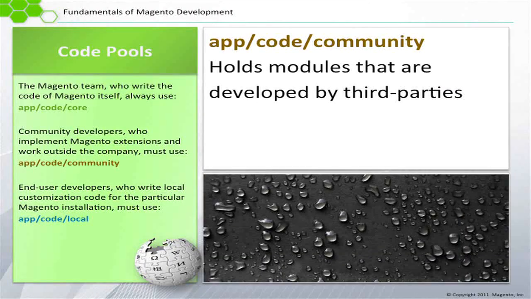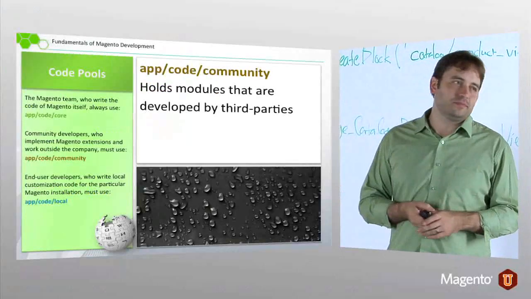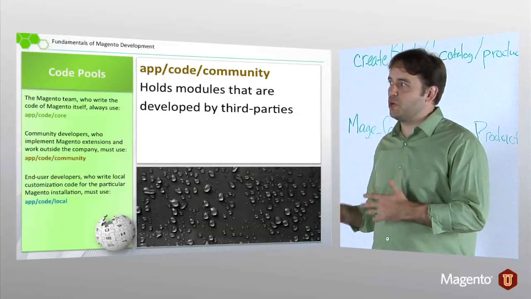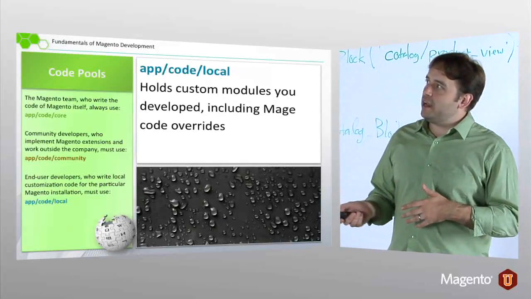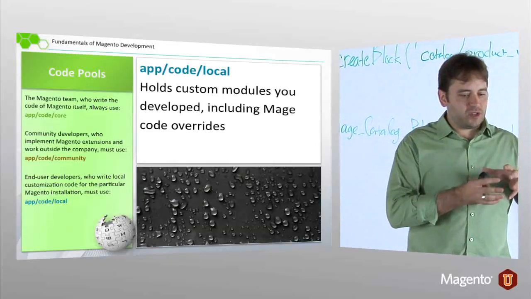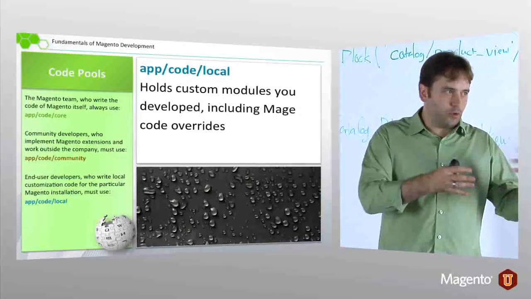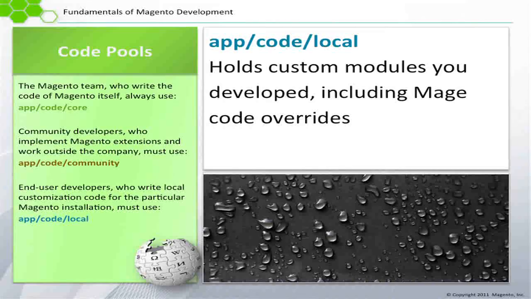So app code community, again, this is where extension developers will go and put some code. This is a place for them to put their modules. You could put your modules here as well. But in general, any custom stuff, especially if you are customizing something for a particular client, or for your business, if you're here from a company that uses Magento, will be in app code local.